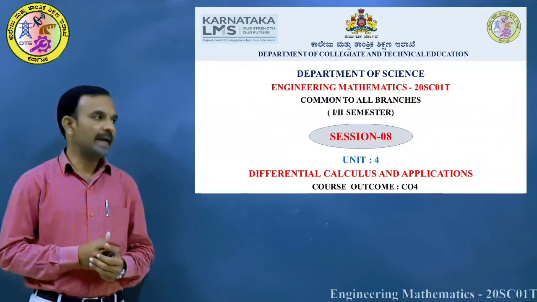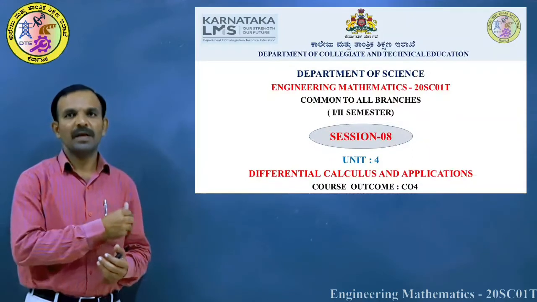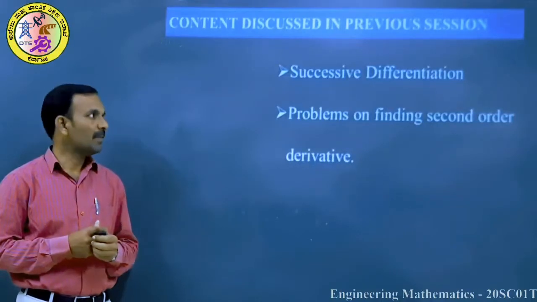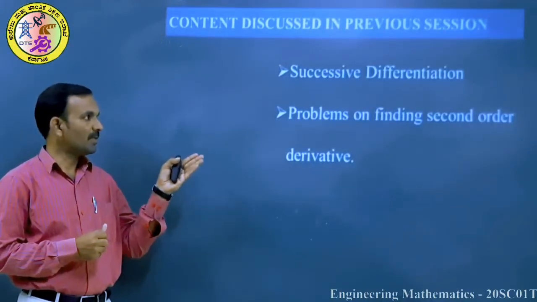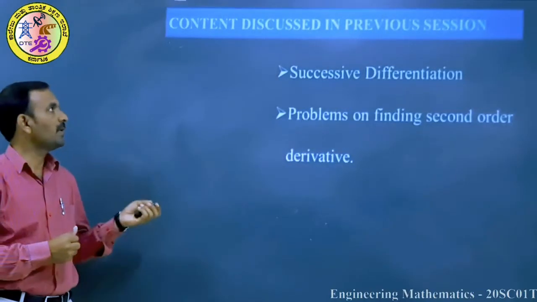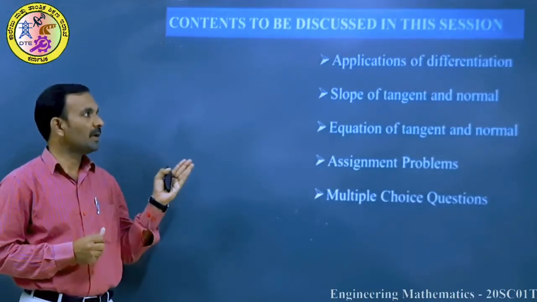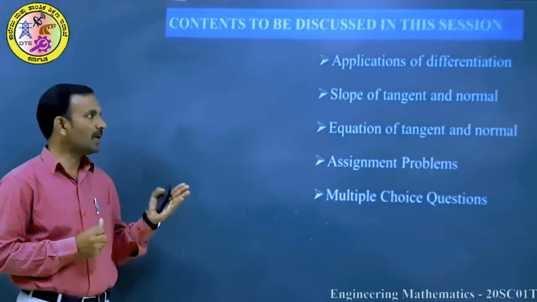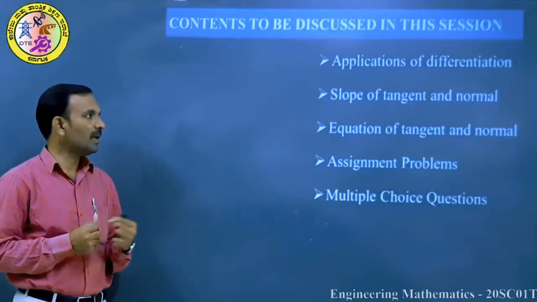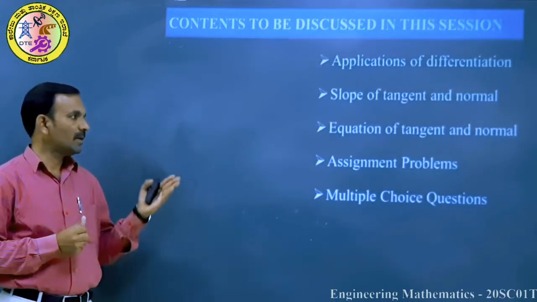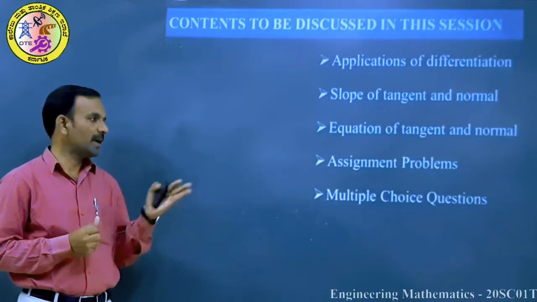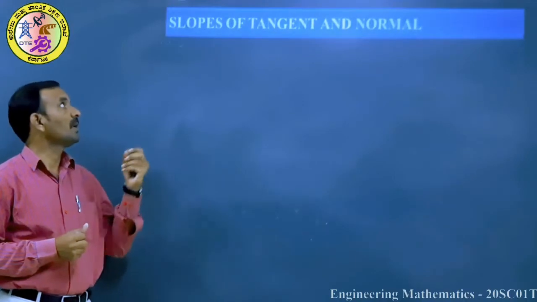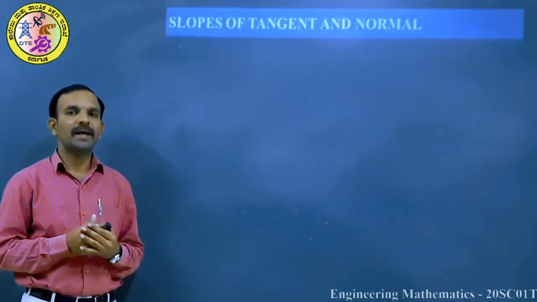This is session number 8 for the unit differential calculus and application. In our previous session we discussed the meaning of successive differentiation and problems on finding second order derivative. In the present session we are going to learn applications of differentiation, in particular finding slope of tangent and normal, equation of tangent and normal, and some assignment problems. At last we are going to see multiple choice questions. Now let us start with slopes of tangent and normal.